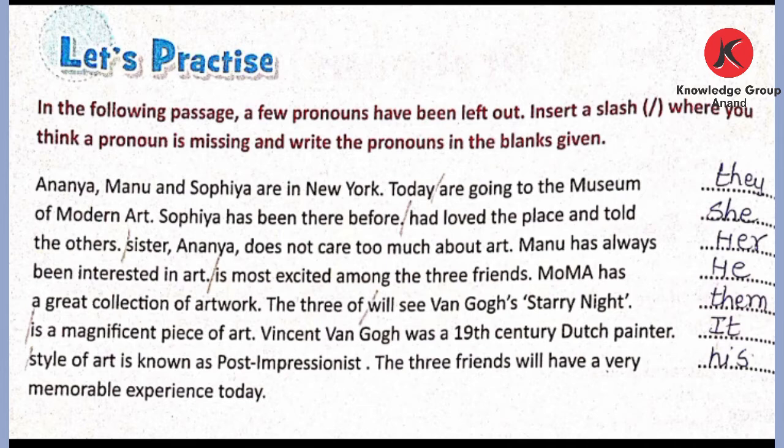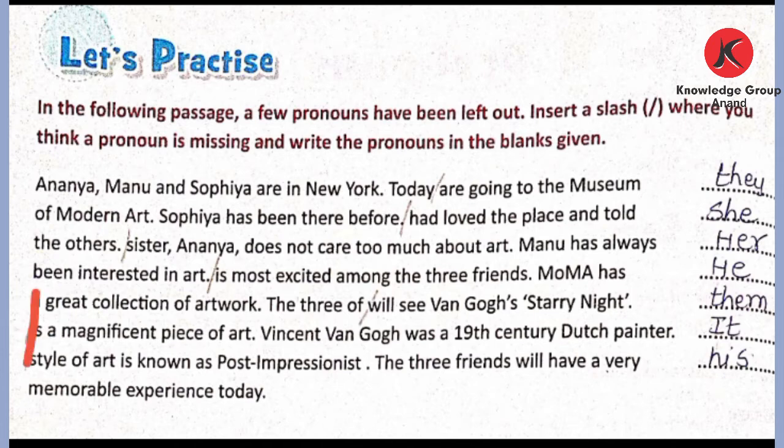Now Manu is a boy, so here we have put a slash and we have to write "he" in the blank. He is most excited among the three friends. Manu has a great collection of artwork. The three of, after the "of" we have to put a slash and then write "them". The three of them will see Van Gogh's Starry Night. After "Night" there is a full stop.